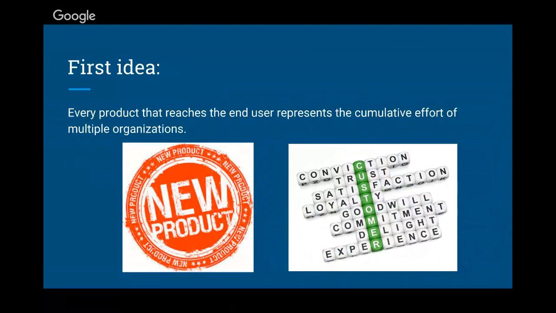Here's the first main idea. The first is that almost every product that reaches an end user represents the cumulative effort of multiple organizations. So these organizations that I just stated are thus referred to then as the supply chain. So basically it has to do with going from the new product through the organization, then to the customer.